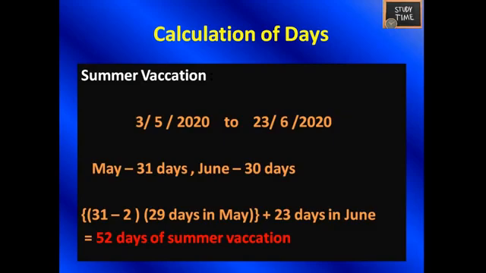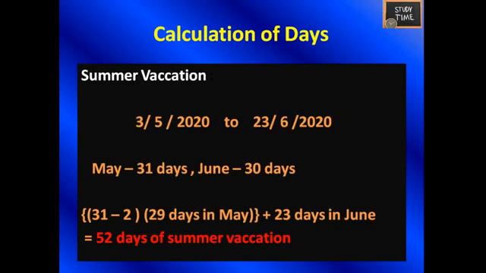Here we are going to calculate the number of holidays which you have in summer vacation. For example, I have taken the holidays start date as 3rd May 2020 to 23rd June 2020. Meaning, the school reopens on 24 June. You are going to calculate the number of holidays in between. You all know that May has 31 days and June has 30 days. You can refer to the calendar and take this count.